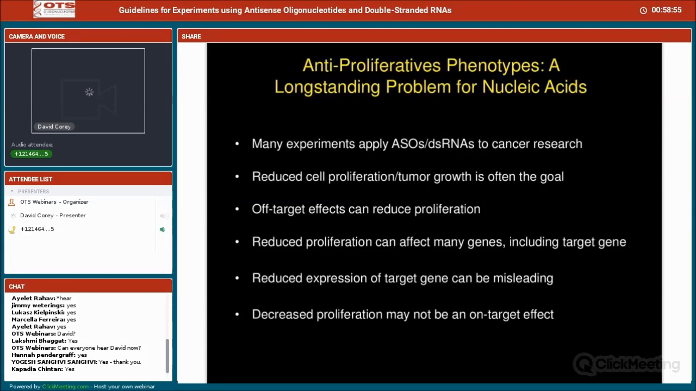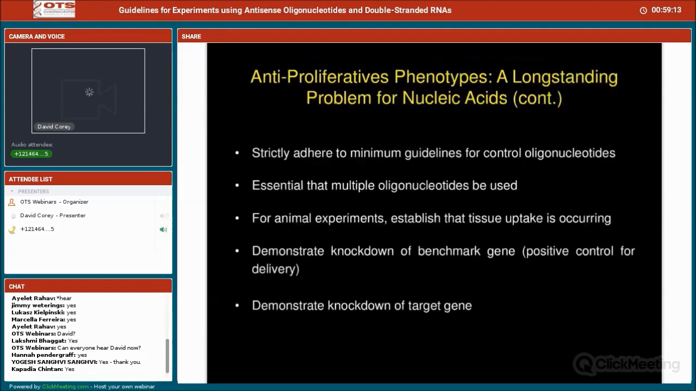Moreover, even if you are getting an on-target effect, the reduced proliferation that you see can affect many genes, including the target gene. Therefore, just monitoring proliferation or expression of the target gene can be misleading. As a result, decreased proliferation may not be an on-target effect at all. And you'll see if you go back and look at the 1990s papers that I mentioned earlier, this was widely remarked on back then. So what can you do if you have an antiproliferative phenotype that you wish to pursue?